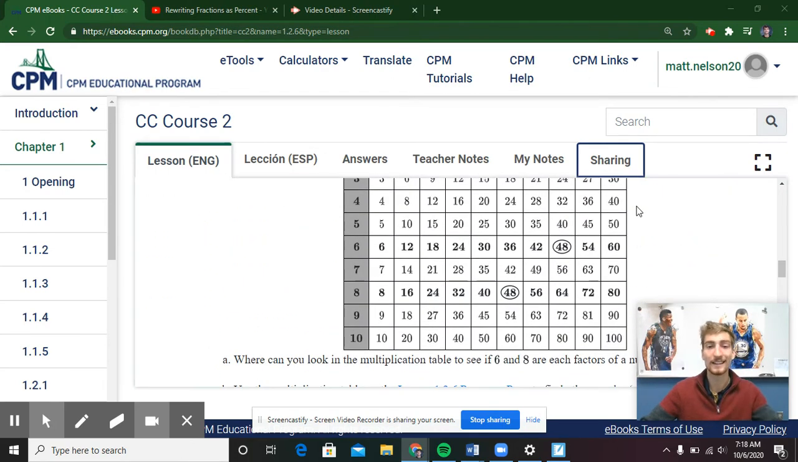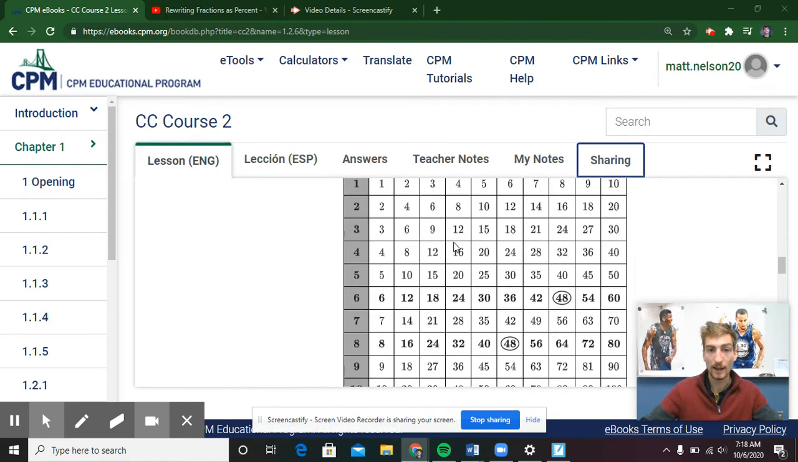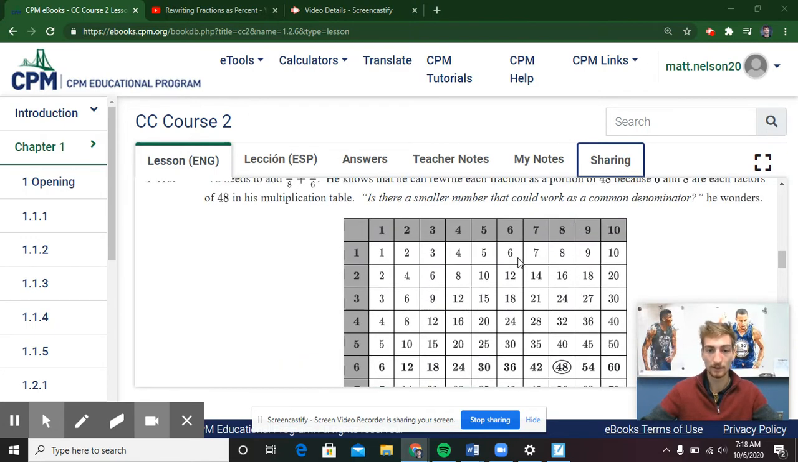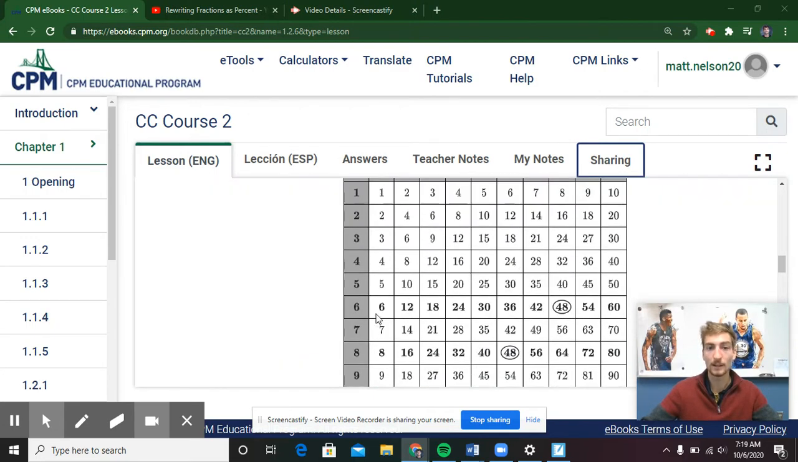When we're trying to find a common denominator, it helps if we use a multiplication table. And so we can look at the multiples of 6, for example, 6, 12, 18, 24, 30, 36, 42, 48, and then the multiples of 8, 8, 16, 24, 32, 40, 48, and see that the first number that both 6 and 8 go into is 48. And so that's how we know it would be our common denominator.